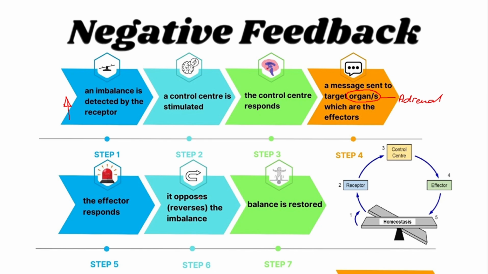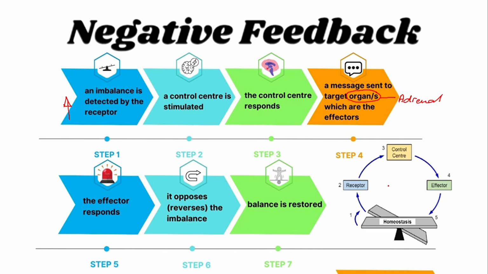It opposes or reverses the imbalance, right? So it's going to secrete more or less of a hormone in order to maintain homeostasis, depending on what process you are actually looking at. Okay, and then lastly, balance will then be restored.